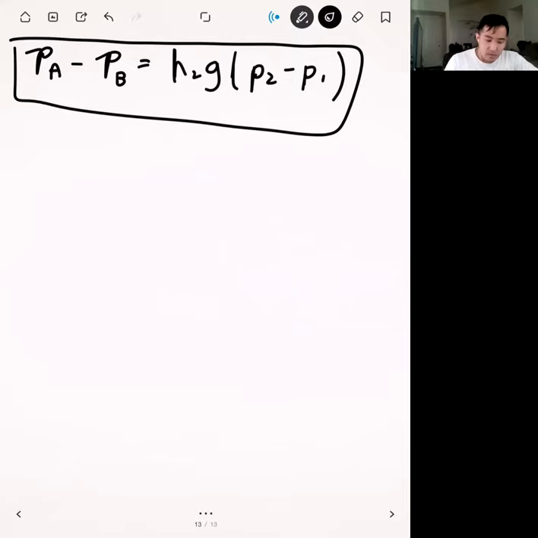Okay, so that's everything with manometry. Again, there's really not much to it. You just have to do a few extra practice problems in order to get the hang of it. And so for the last 15 minutes, I do want to touch on Bernoulli.